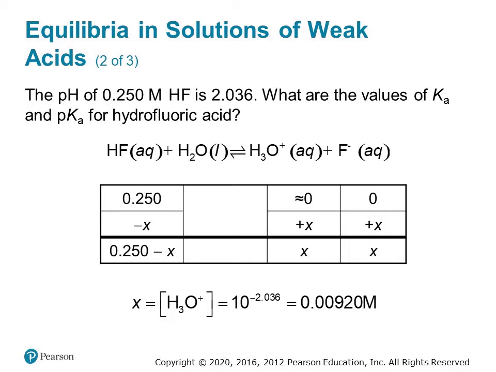Now, what's the value of x? We know the concentration of hydronium ions is x and that the pH is 2.036, as stated in the problem. So the hydronium concentration has to be 10 to the minus 2.036 power, or 0.00920 molar. This then must be the value of x.